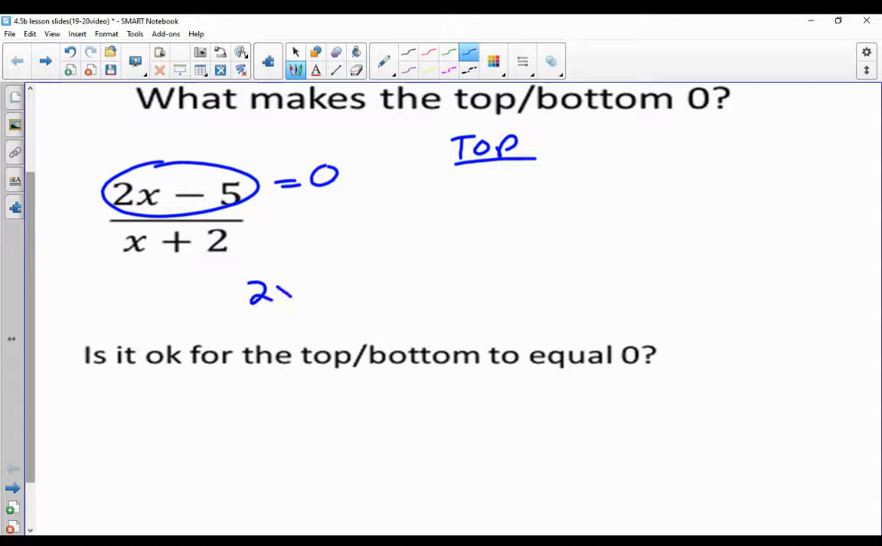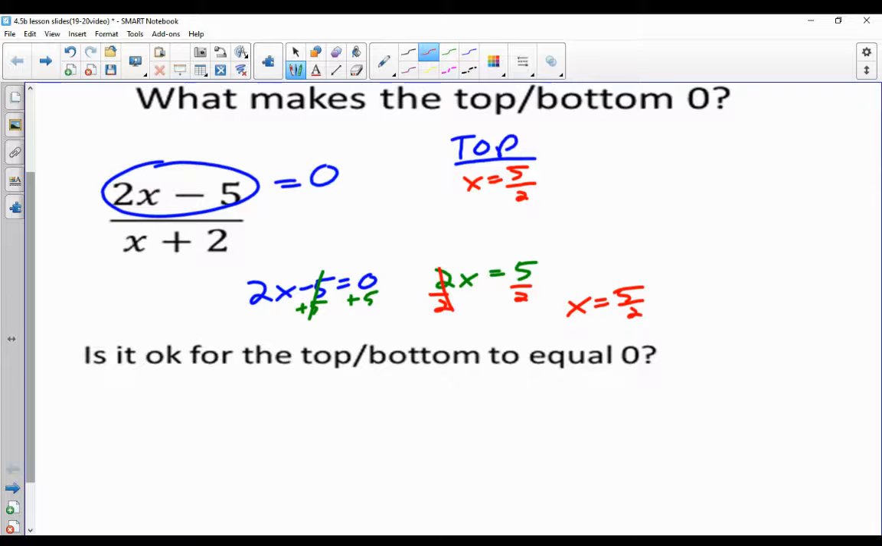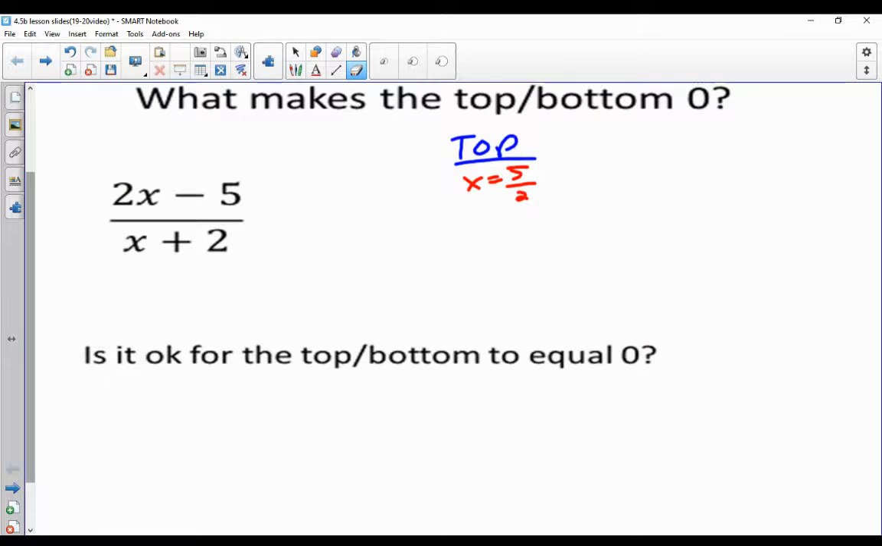So in other words, 2x minus 5 equals 0, and then we'll add 5 to both sides. So you'll get 2x equals 5. And then the last thing you need to do is divide by the 2. So you'll get that x equals 5 over 2. So that is what will make the top 0. So 5 over 2.